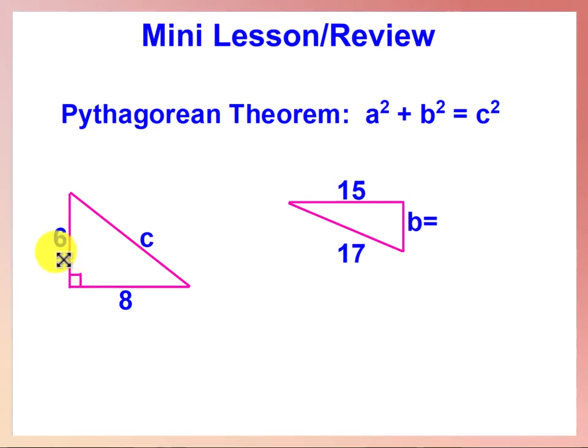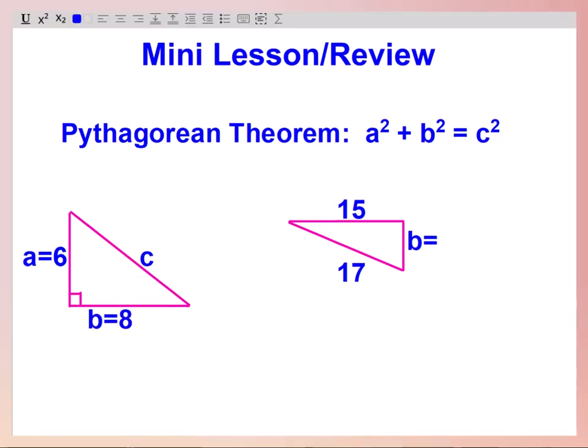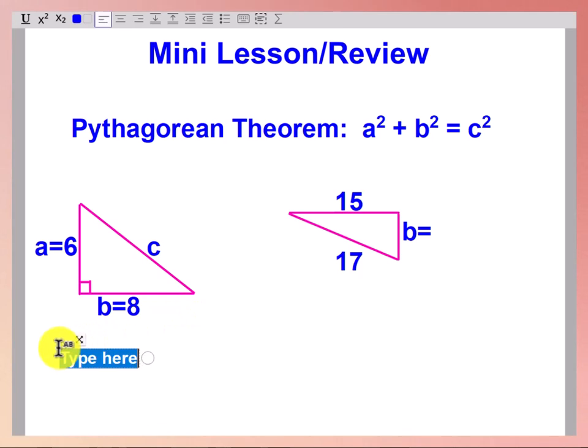So we have side A, we'll call 6 A. It doesn't matter which leg you call A, which leg you call B. So we'll call the side of length 8 B. Now let's substitute that into the formula. So we're going to have 6 squared plus 8 squared equal c squared.